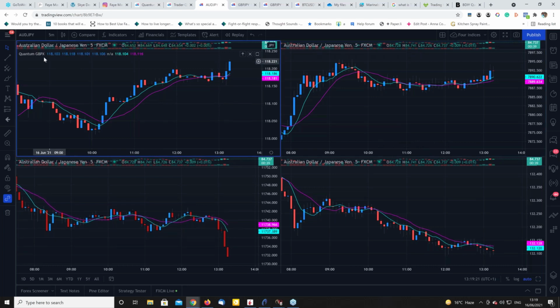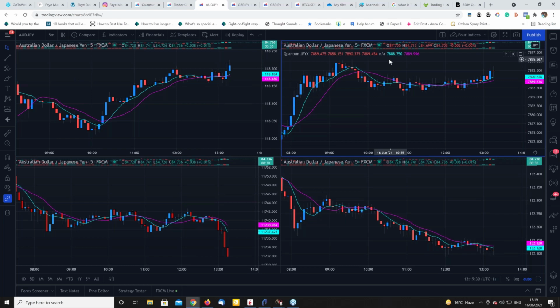This is the pound at the top left, so this is the pound index. These are all on 5 minute, by the way. So that's the pound. This is the yen. In terms of broad sentiment, it's all pretty mixed at the moment, and the same is true of the indices. Everything is now in congestion.